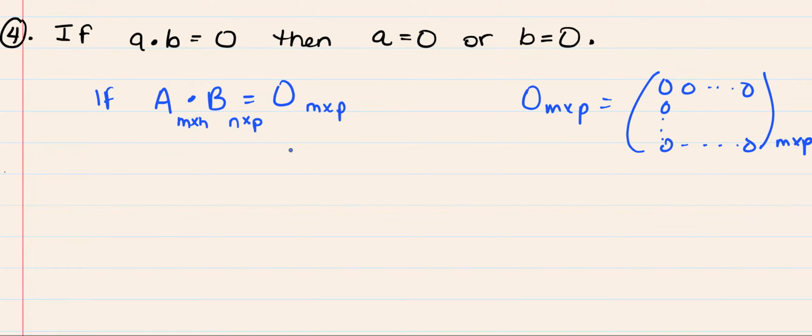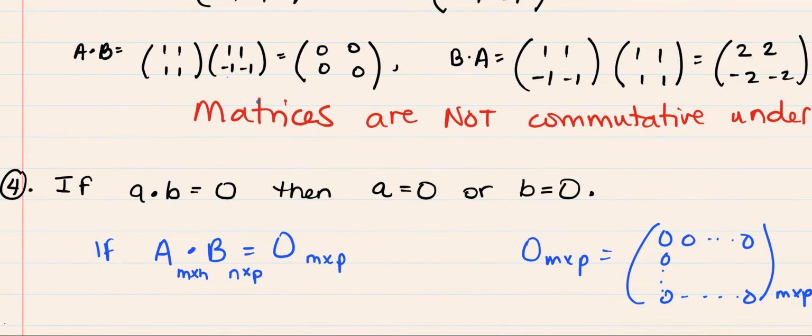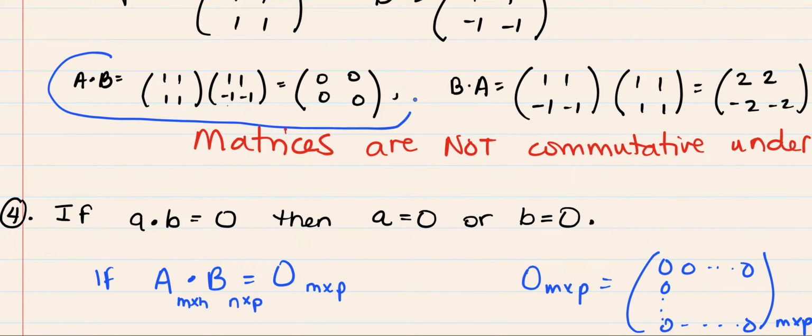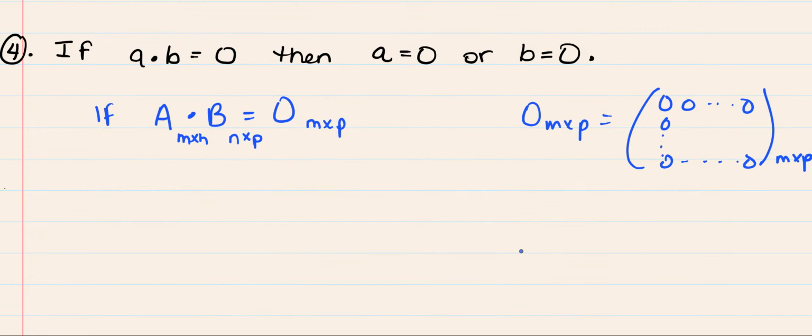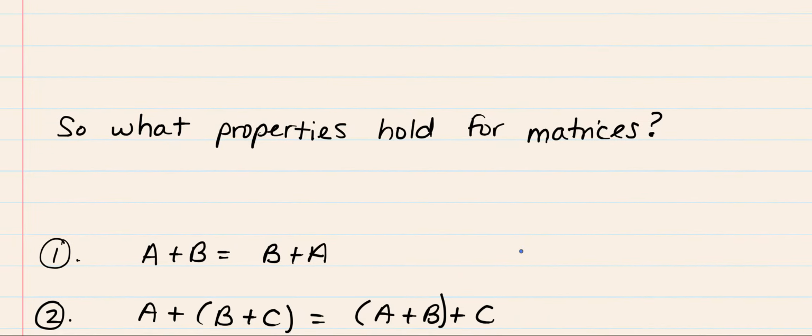And the answer is no. We just saw an example of this up here when we did A times B, where we had this matrix 1, 1, 1, 1 and 1, 1, negative 1, negative 1. We had two matrices that when we multiply them together, we got a 0 matrix. And neither of A or B is a 0 matrix. So this does not hold. So you can see that there's some properties that you can take from the real numbers and extend to matrices, but some properties don't work. So what can we assume? So what properties hold for matrices?